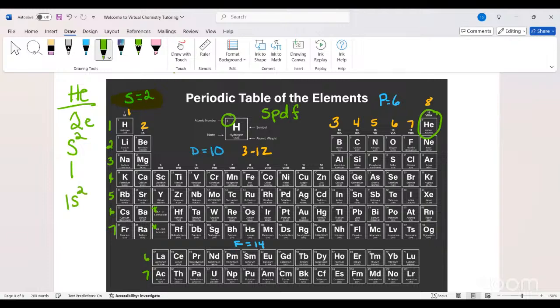1s2. And guess what? This 2 right here indicates the total number of electrons I have for helium. That's what it indicates. This tells me the number of electrons I have for helium. And this is the total electron configuration for helium.